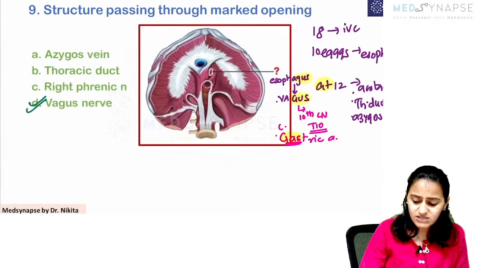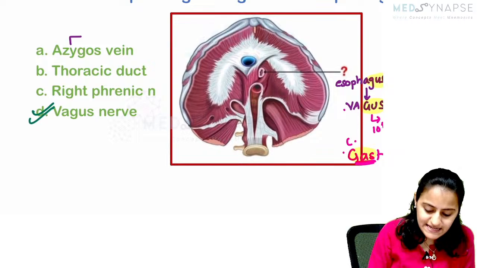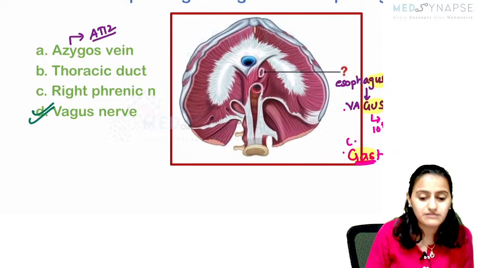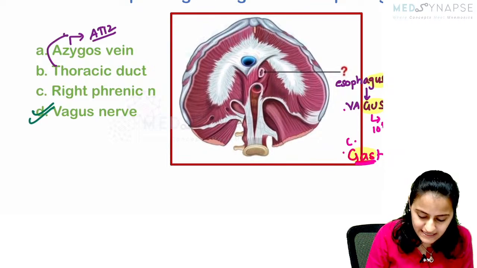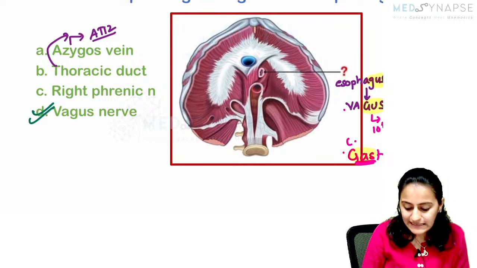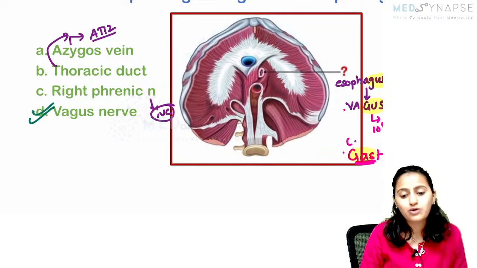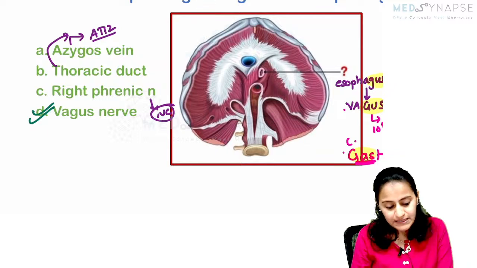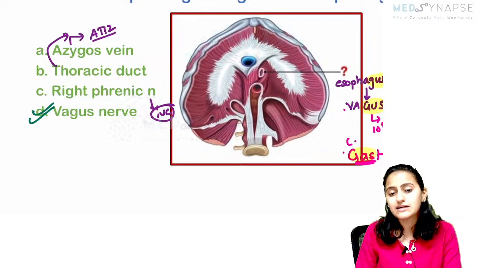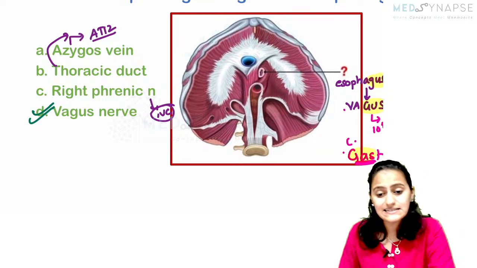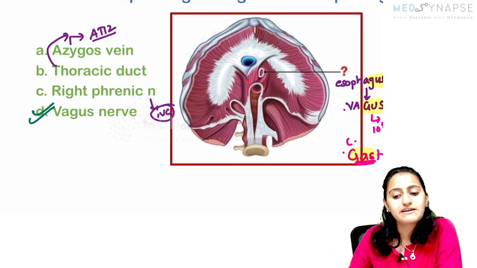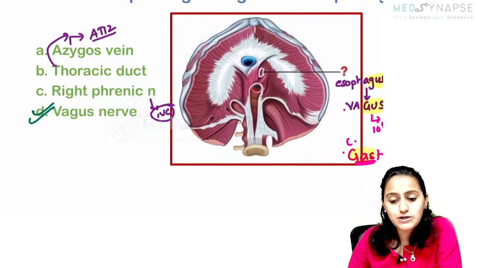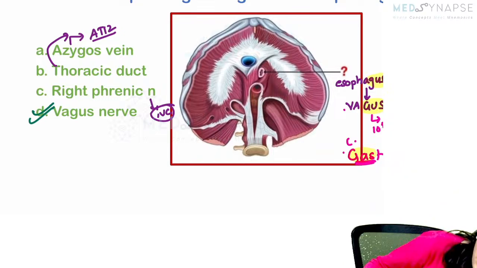So what did we learn here? Azygous vein is at T12, that is the aortic opening. Thoracic duct is at T12. Right phrenic nerve goes along with the IVC. Right phrenic nerve goes along with the IVC. If I ask you which opening is present in the central tendinous part of the diaphragm, is it the IVC opening, the esophageal opening or the aortic opening?